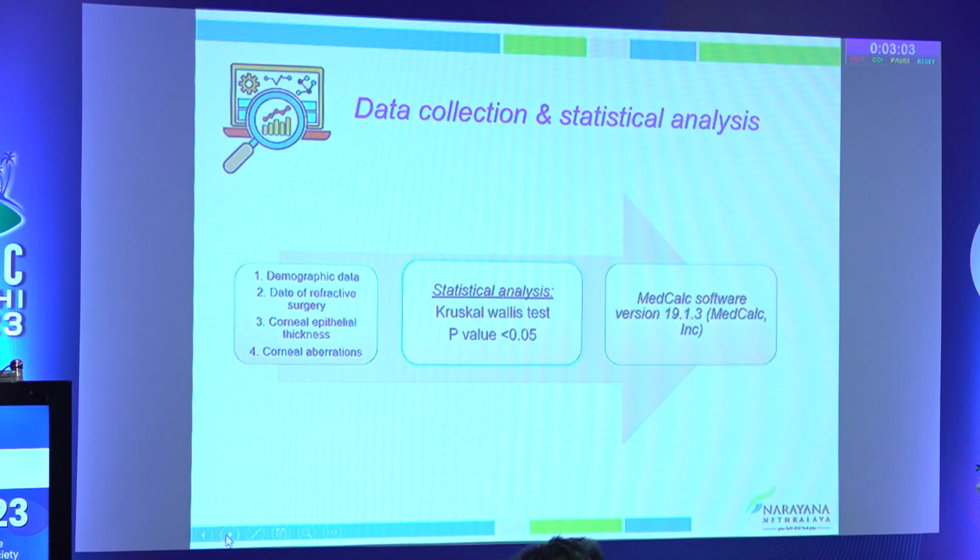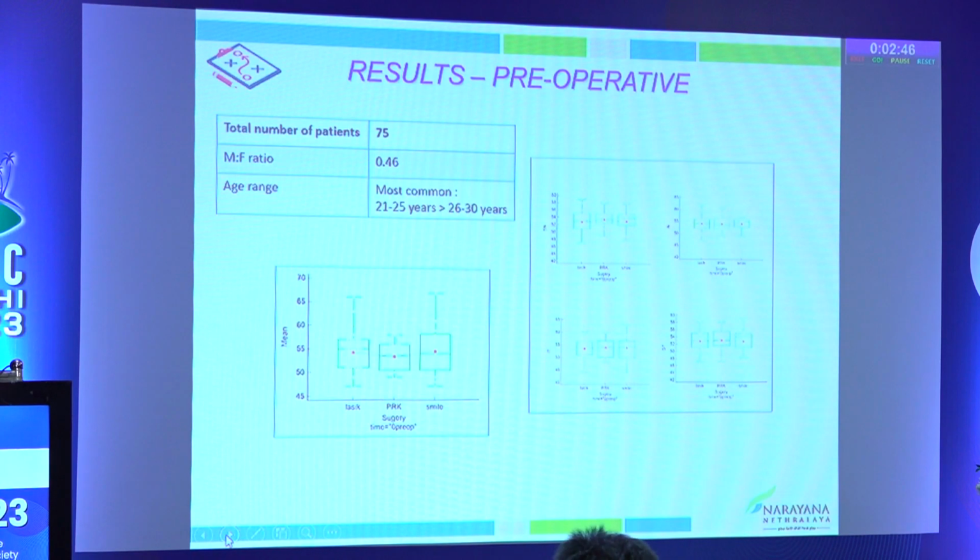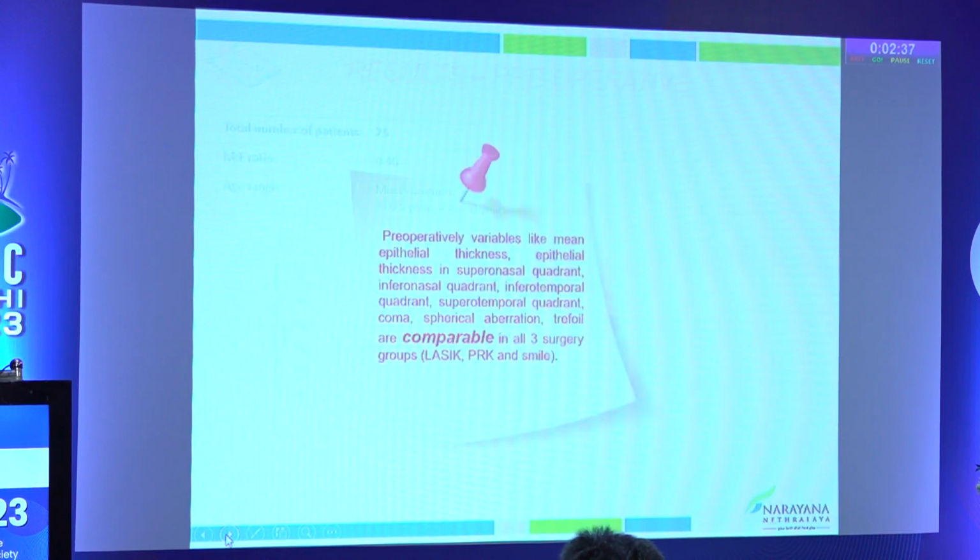In data collection, I have included demographic data, date of refractive surgery, along with corneal epithelial thickness and corneal aberrations. Statistical analysis was done by Kruskal-Wallis test, and I have used MedCalc software, and a p-value less than 0.05 was considered significant. Coming to results, pre-operatively in 75 eyes, the male to female ratio was 0.45. I have included 3 surgeries: LASIK, PRK and SMILE.